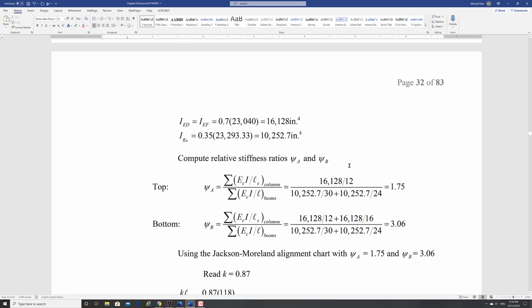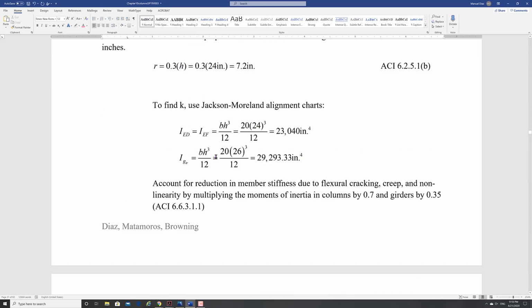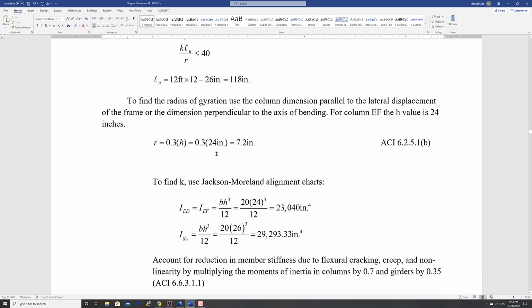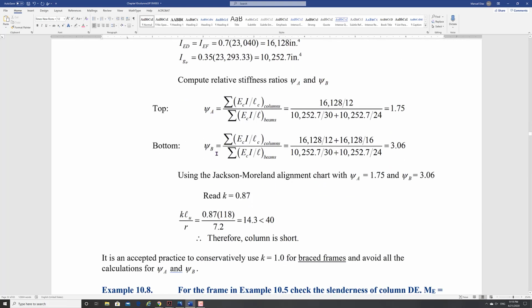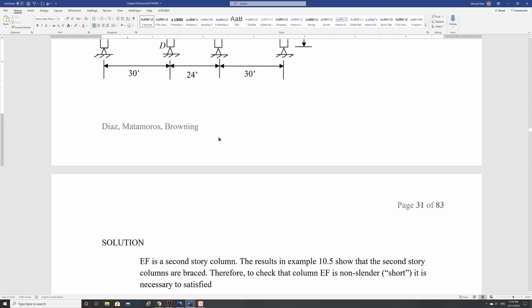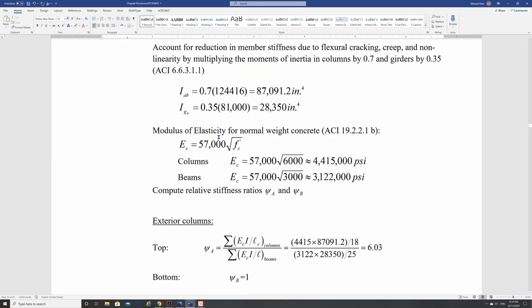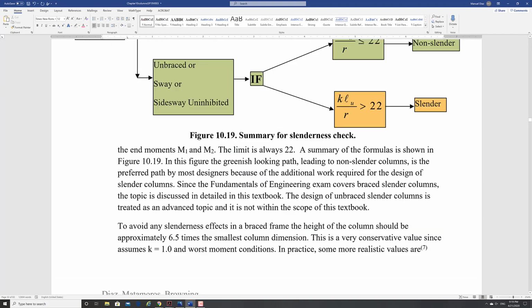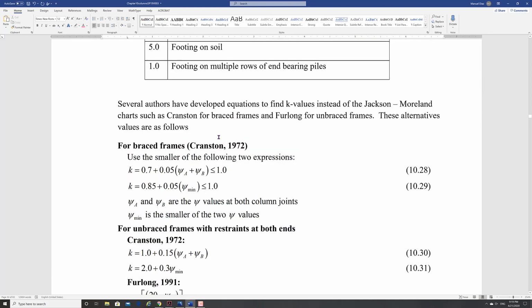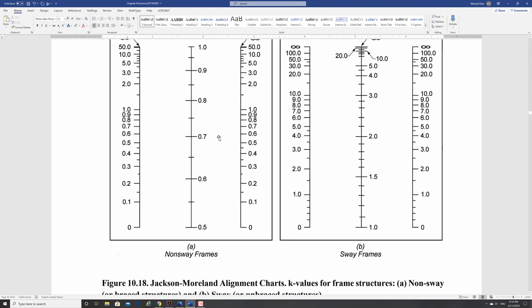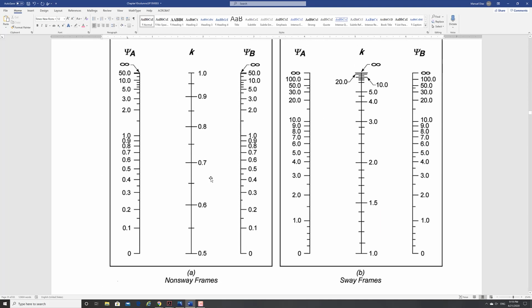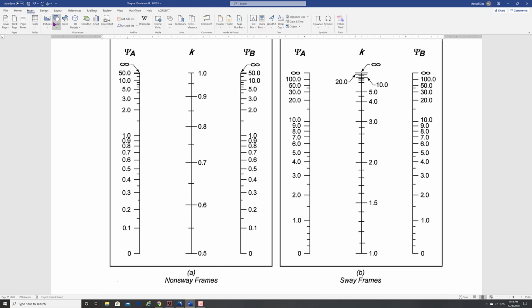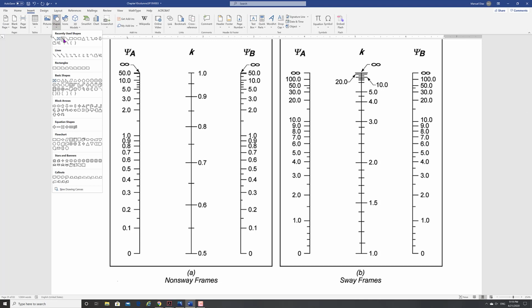This is a braced case. So we go to the chart. Wait a minute, I didn't pay attention to this. So 175 and 306. Now we're going to use the braced case, and again, it doesn't matter which direction we do it. We just need a line.